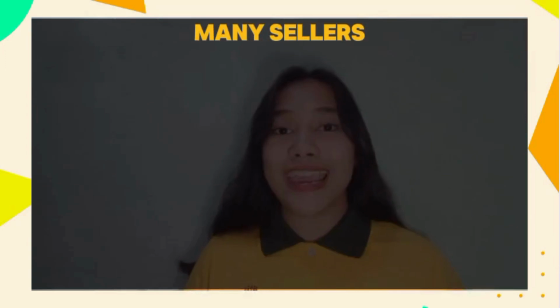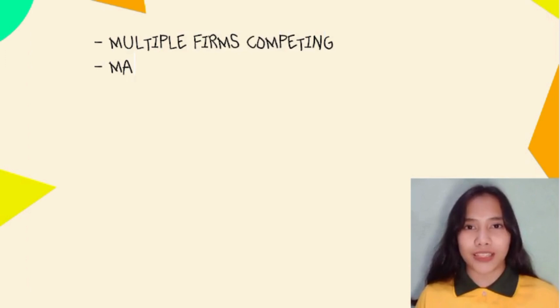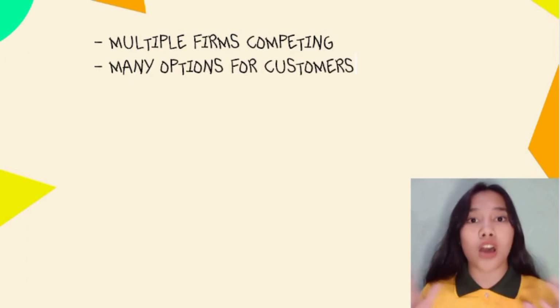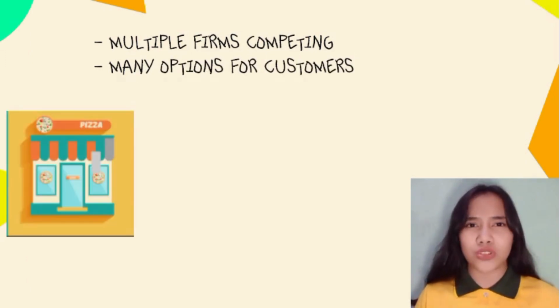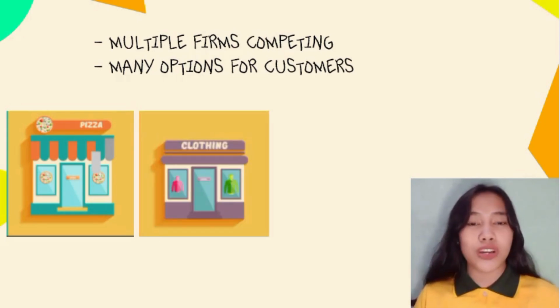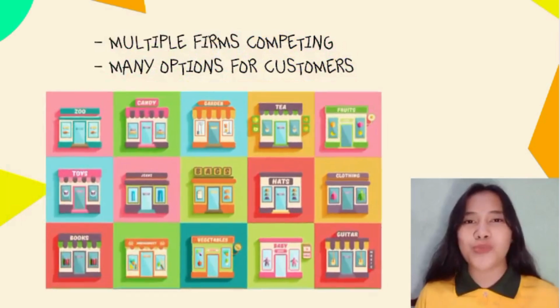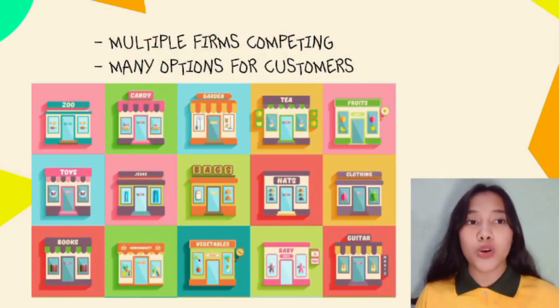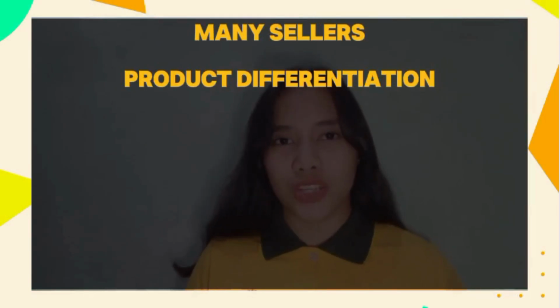The first one, it has many sellers. There are multiple firms competing in the market, which means consumers have lots of choices. Think of fast food restaurants, clothing brands, or even coffee shops. There are so many options, and it's all up to us which one to choose. But what's the deciding factor? Well, it points to the second characteristic, which is product differentiation.